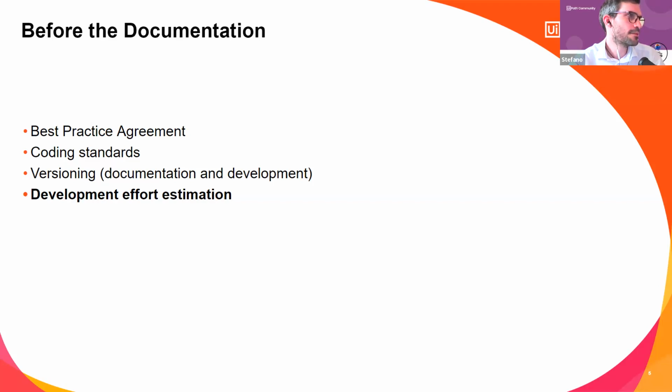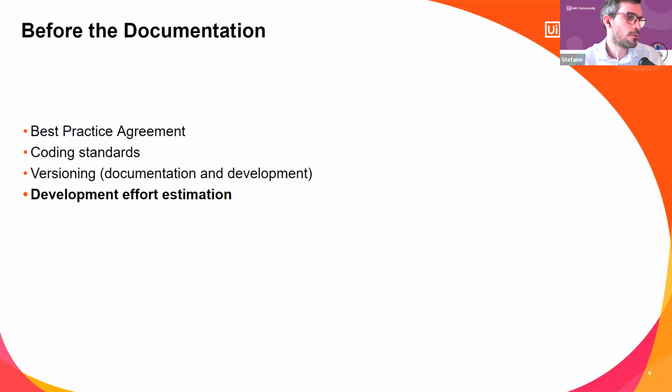The next steps, the next points, coding standard and versioning, are related to best practice, but are specific to the development point of view. So before starting the assessment, we have to know what the coding standards are, for example, if we have some workflows or templates already provided, and the versioning. This is done for both the documentation and the development point of view.